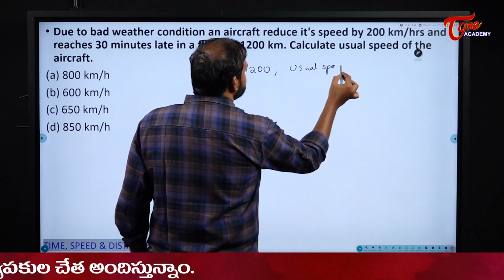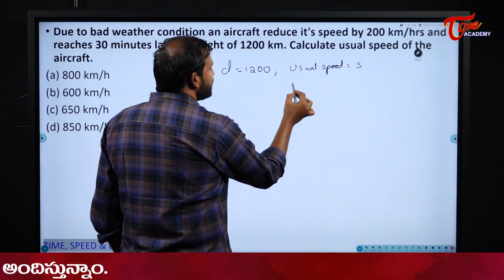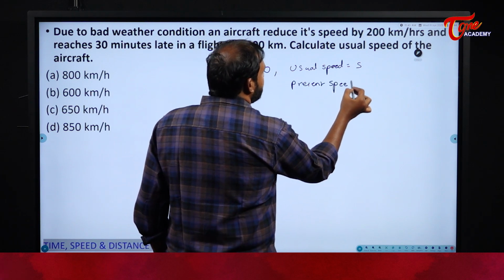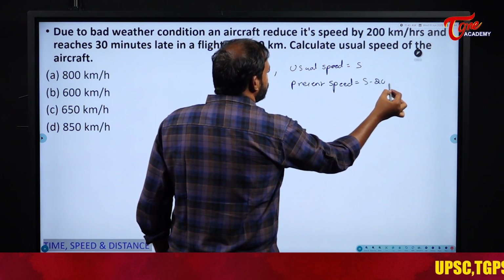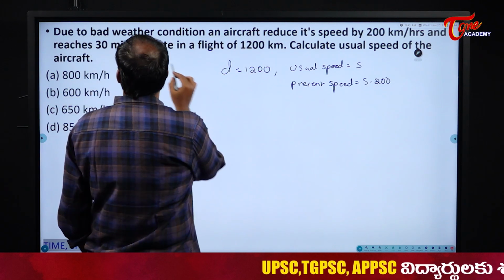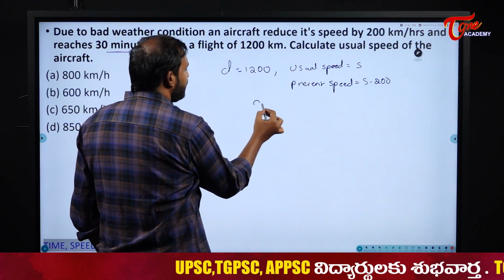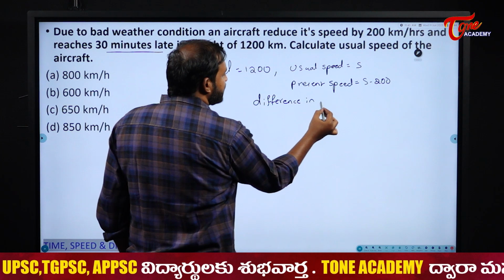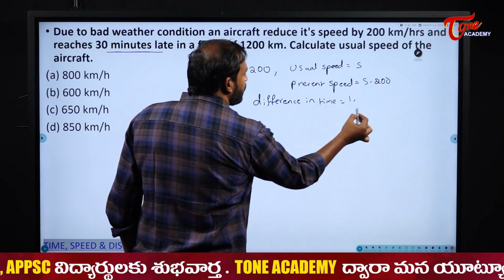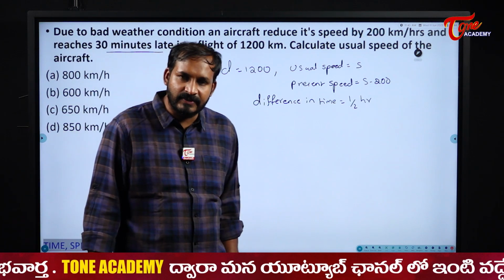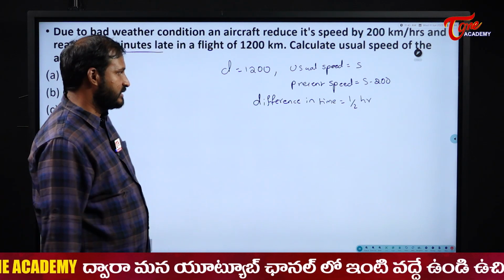Usual speed, assume it as some S. So what is his present speed? Present speed will become S minus 200. So two speeds I have here, S1 and S2. So formula for distance. And what is the time difference here? 30 minutes late. Difference in time is equal to 1 by 2 hour. Please be careful, students. Usually the difference in time will be given in minutes, but please convert it into hours. So 1 by 2 hours.